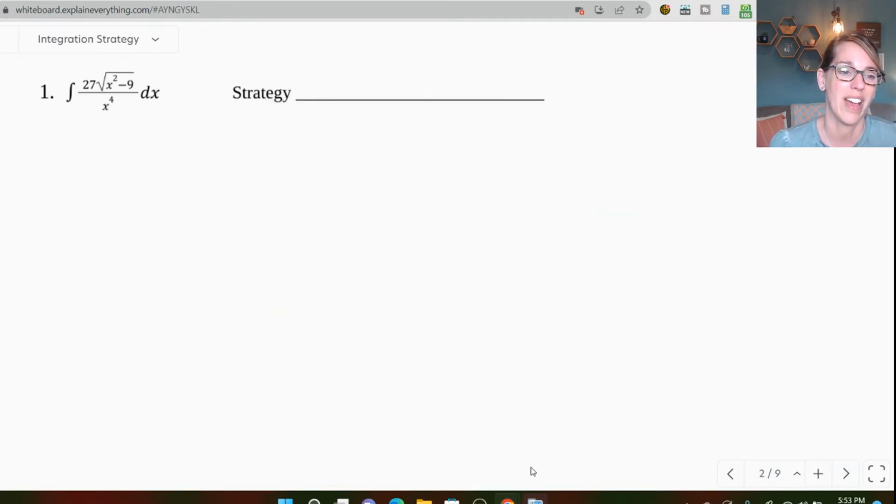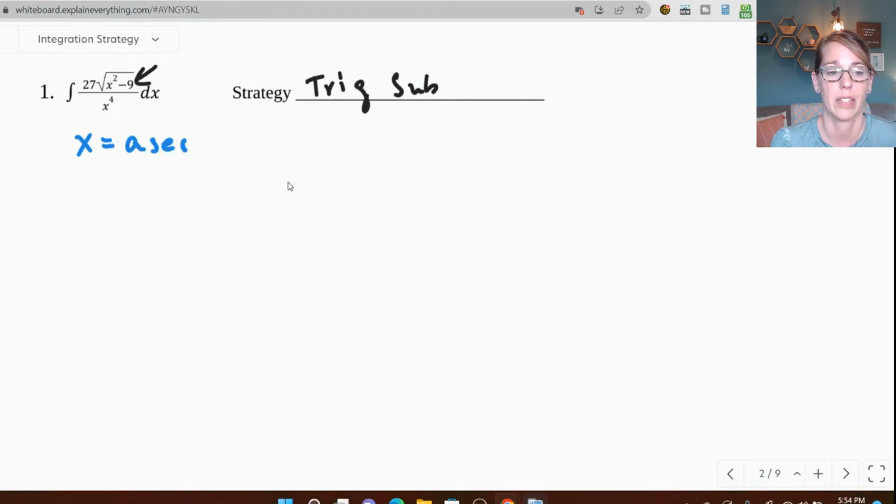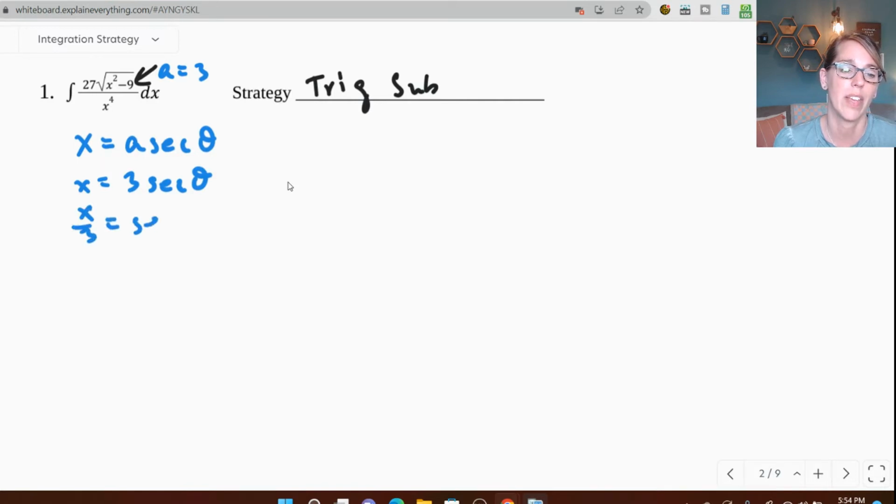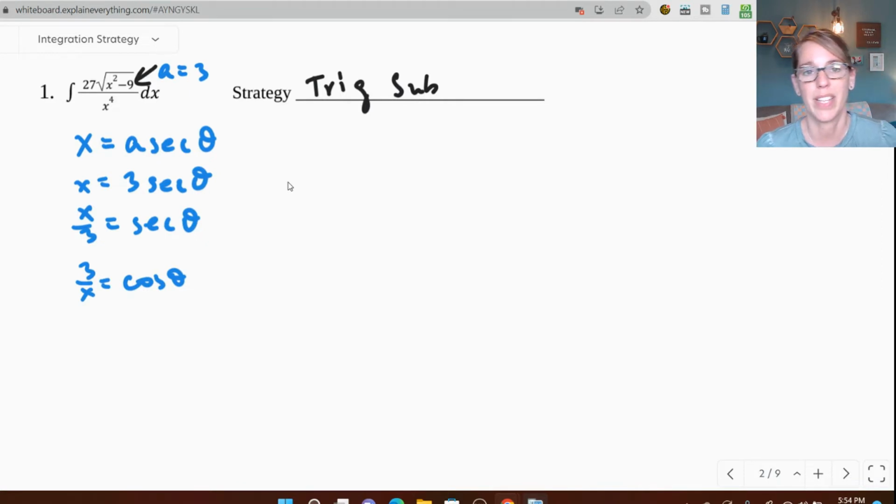The first one, I've got that difference of squares right here. So my strategy is a trig substitution. Because I have x squared minus 9, that means that I'm going to use this sub: x is equal to a secant theta, where a is equal to 3. So x is equal to 3 secant theta, and I can write that further as x over 3 equals secant theta. I know I'm going to want to construct my triangle, so let's go ahead and flip this. 3 over x is equal to cosine theta. And I need to be able to replace everything that I see in this integrand.